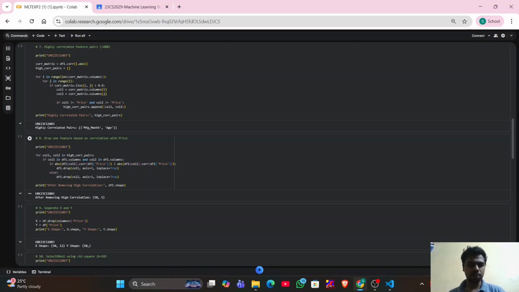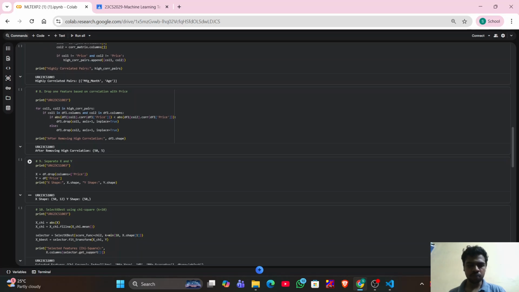And then for question 9, we are separating x and y. x is the independent features and y is the target variable. Here the target variable is price and x is the independent features. This is required before feature selection techniques like chi-square, MI, PCA and LDA.